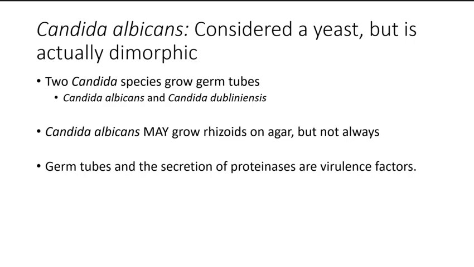So two Candida species actually grow germ tubes, Candida albicans and Candida dubliniensis. Okay, but for the most part, when you see germ tubes, it's going to be Candida albicans because it's far more prevalent of an infection than Candida dubliniensis. Candida albicans may grow rhizoids on agar, but not always. If you see rhizoids, it's a good indication it's probably Candida albicans. But if it's an oval budding yeast and it does not have rhizoids, that doesn't mean it's not Candida albicans. And you will see Candida albicans far more than any other kind of yeast or fungal infection. Okay. Germ tubes and the secretion of proteinases are virulence factors for Candida albicans.